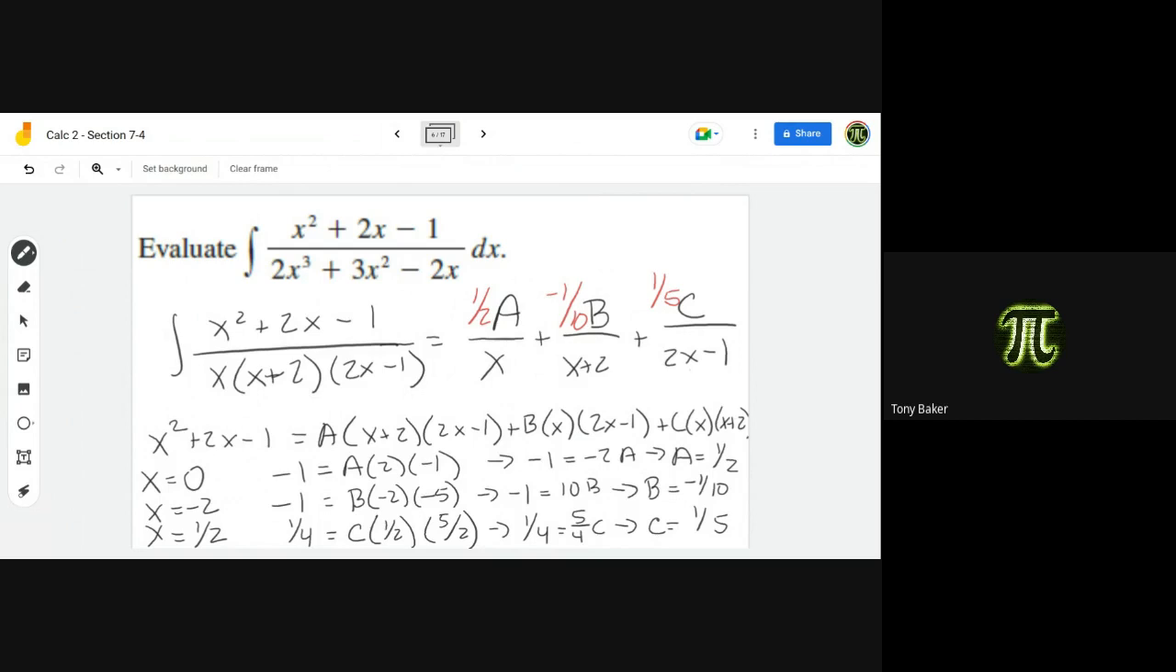Because this is important, I don't mind going over this again. I took this and split it up. If I wanted to go backwards, I'd have to put it back together. So what would I multiply the A by? These two denominators, because this one I already have. The B I'd multiply by this one and this one. And the C I'd multiply by this one and this one. Okay, got that? So that's what this is right here.